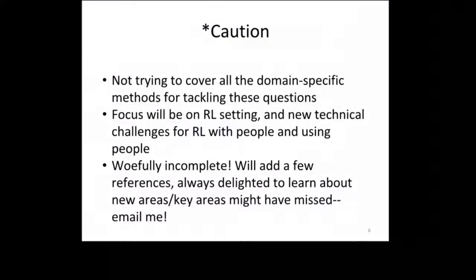I'll just give a brief caveat. Of course, anything that's only 2 hours is necessarily woefully incomplete. I'm definitely not going to try to cover all of the particular domain-specific ways of tackling these problems. In particular, I'm going to focus very much on the reinforcement learning setting and the new technical challenges that come up when we try to do reinforcement learning for these types of settings. I'll add some more references afterwards. If you have other critical ones you think I've missed, I'm always happy to learn about them.